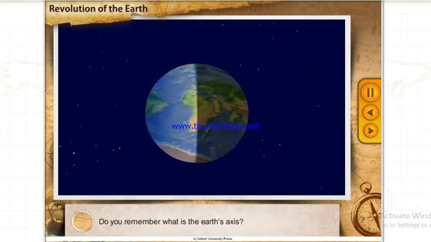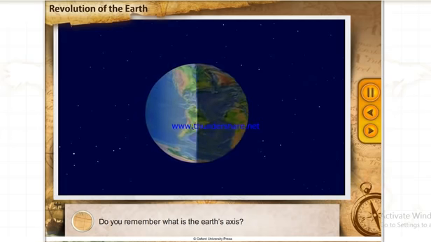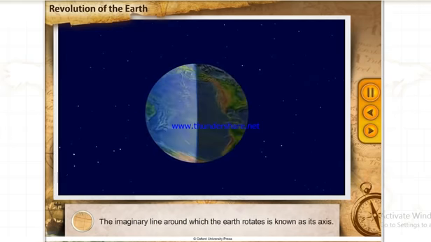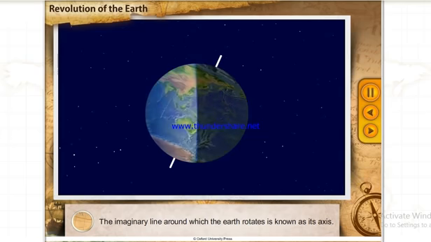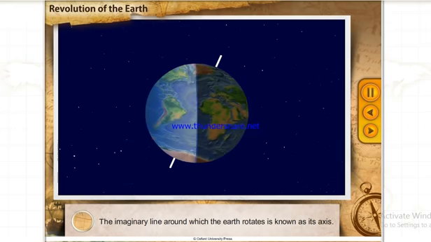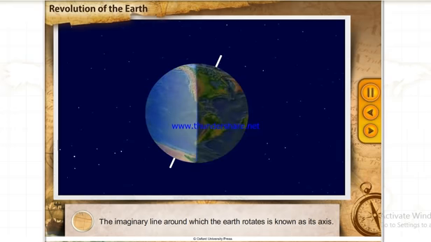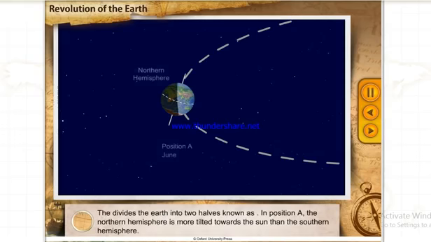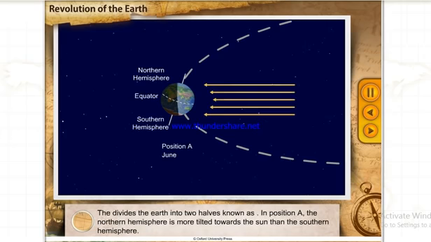Do you remember what the Earth's axis is? The imaginary line around which the Earth rotates is known as its axis. The equator divides the Earth into two halves known as hemispheres.